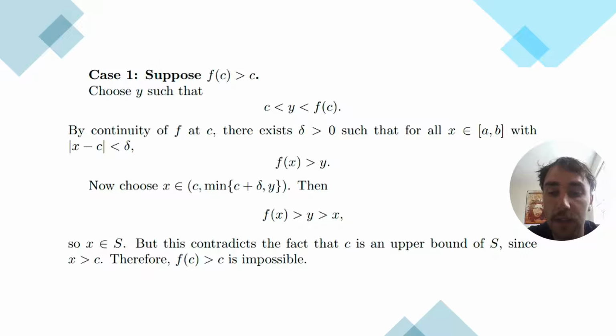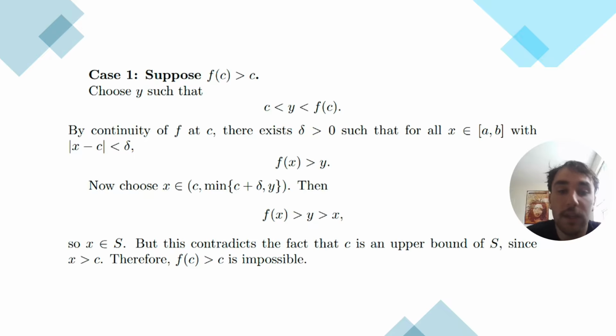And what this means is that we assume what we want to show is not true, and then we show that if that holds, there's some violation of a mathematical rule. So we start by supposing, we're going to do this in two cases. We start by supposing that f of C is greater than C. And so then we're going to choose a y that is greater than C and less than f of C.